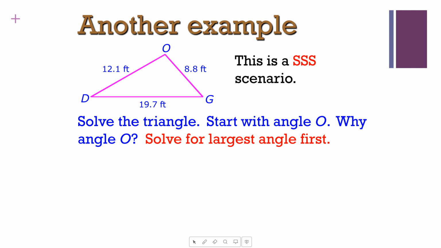So the question is, Luca, which one's the biggest angle? D, O, or G? Anybody? Evan? It's O because the biggest side always is the opposite of the biggest angle. Beautiful. Remember we talked about the small, medium, large theorem yesterday? Biggest angle opposite the biggest side. Okay, so let's try this in stages. Set up the law of cosines to solve for angle O. If we're solving for angle O, which side should be on the left side of the equation? Which value? 19.7, 12.1, or 8.8? 19.7. Okay, set it up, and then try to solve it.